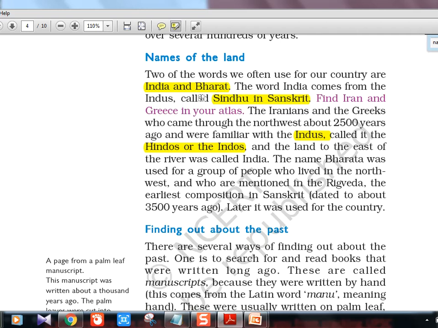Okay, but people try to spoil it in today's day. But the history is this much only. The river gave the name Hindus, India, Indus, everything. And what about Bharat? Bharat is actually the name of a tribe actually. Okay, here somewhere it should be mentioned.